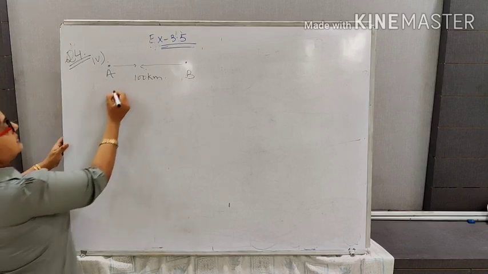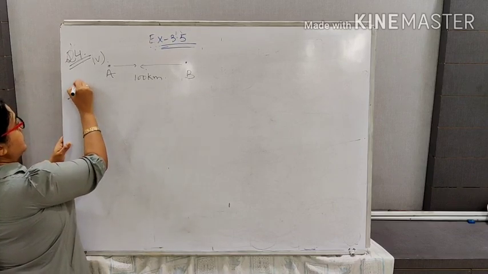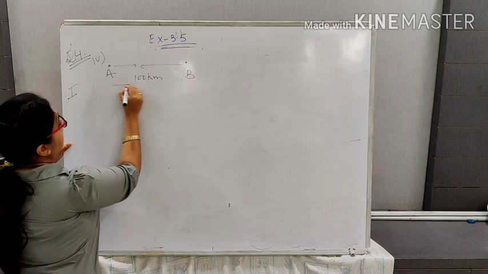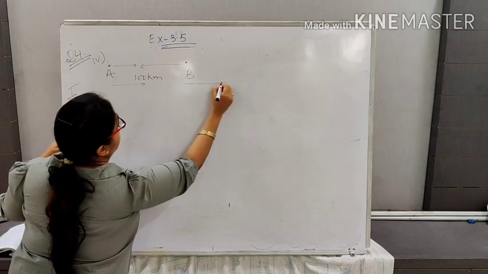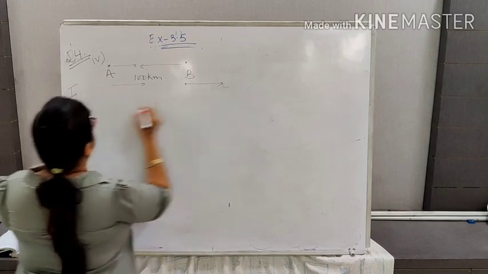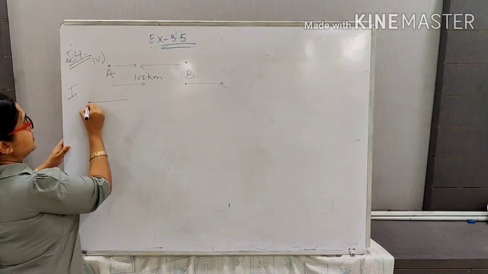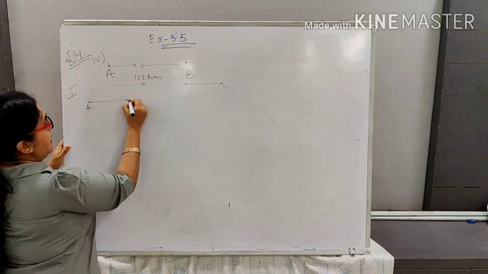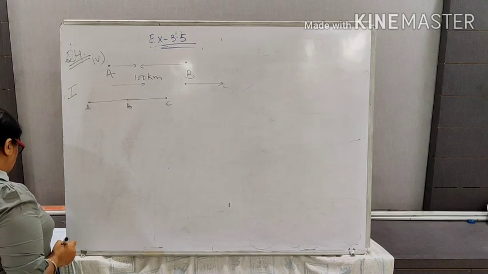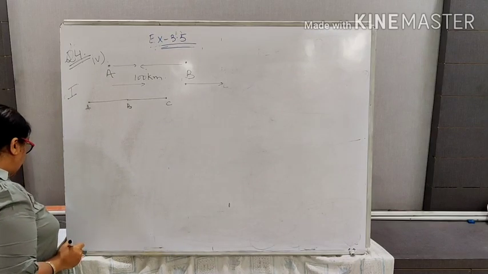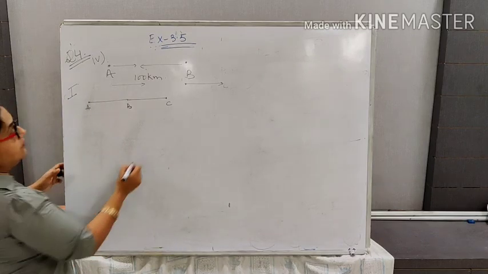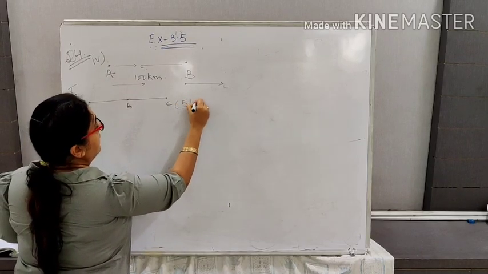Now, one car starts from A. This is the first condition. You must have read the question. One car starts from A and another from B in the same direction, and they are meeting at some point C. So let this be the position of A. From here B has started, and both of them meet at C. Got it? And what happens? If the cars travel in the same direction at different speeds, then they meet in 5 hours. Here they meet in 5 hours.